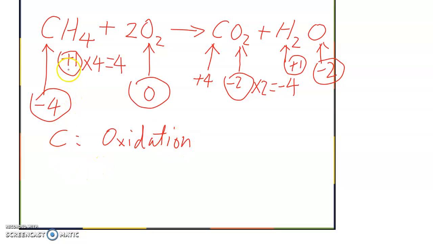Let's look at hydrogen. Hydrogen is from +1 to +1. So the oxidation number did not change. Let's look at oxygen over here. Oxygen over here, it is 0. And over here is -2. So it decreases. When it decreases, it is reduction.